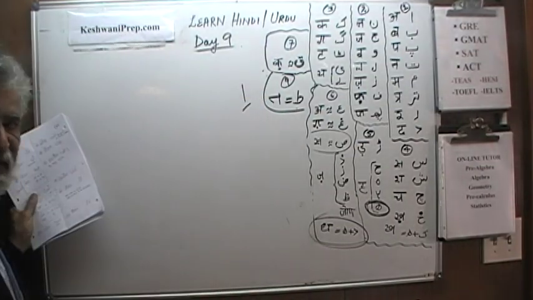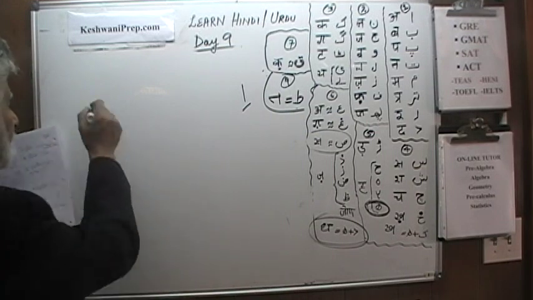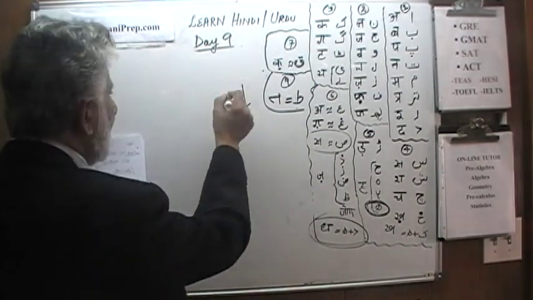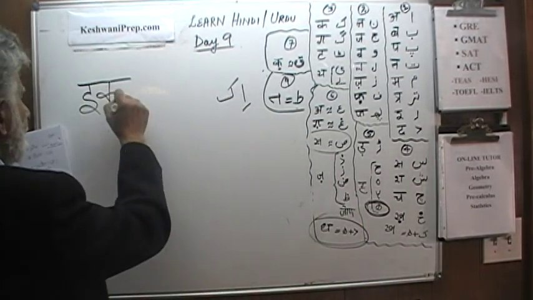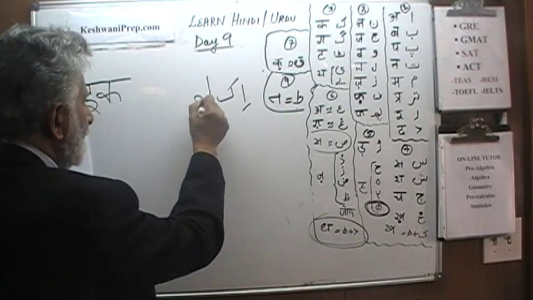Zer. We know that makes an E sound. We know that it makes a choti I ki sound, because we learned it in the last 4 days. So that's a short E that takes care of E. Then we have a kaf. Ik. Then we have a lo. Lam and a waw. Lo.